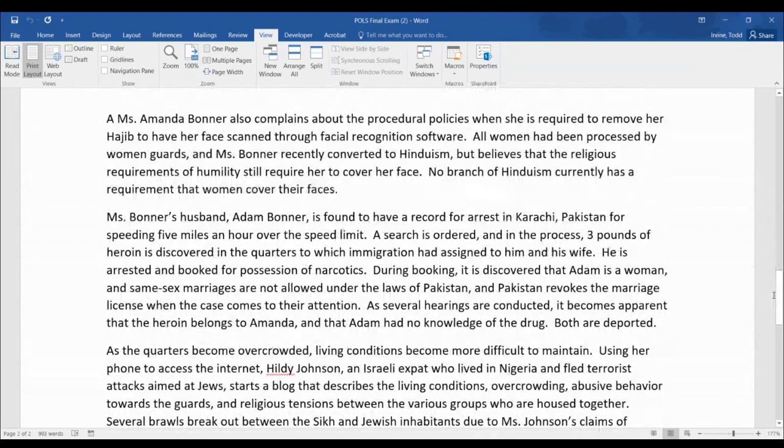This goes into the second page of the document. Ms. Amanda Bonner also complains about the procedural policies when she is required to remove her hijab to have her face scanned through facial recognition software. All women had been processed by women guards, and Ms. Bonner recently converted to Hinduism, but believes that the religious requirements of humility still require her to cover her face. No branch of Hinduism currently has a requirement that women cover their faces.